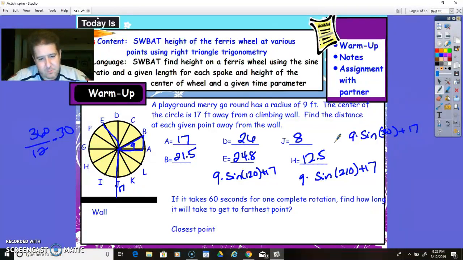If it takes 60 seconds for one complete rotation, how long will it take to get to the furthest point? The furthest point is D, so 60 seconds multiplied by 1/4 of a circle. That's pretty easy. 60 divided by 4 is 15. The other logical way of doing that: if it's 60 seconds to go all the way around, then it's 30 seconds to go halfway around, and halfway to 30 would be 15. 15, 30, this would be 45. 45 would be the closest because it's every 15 seconds: 15, 30, 45, 60.